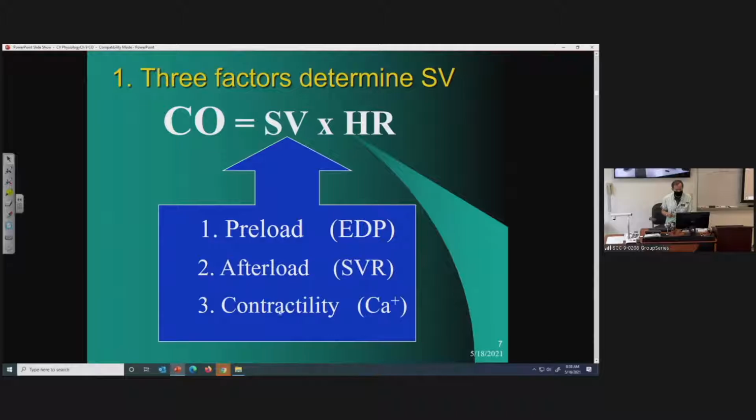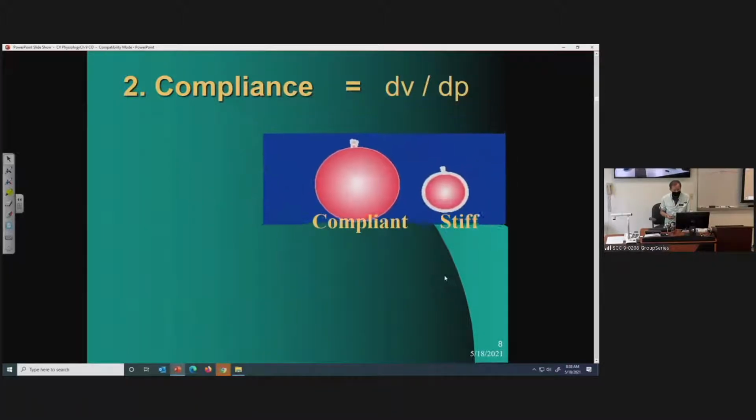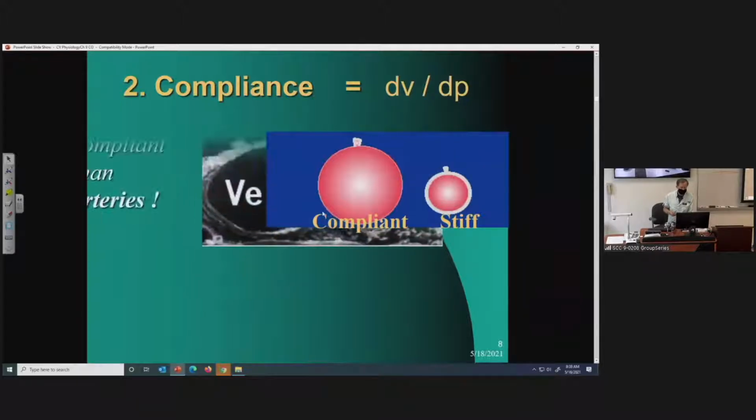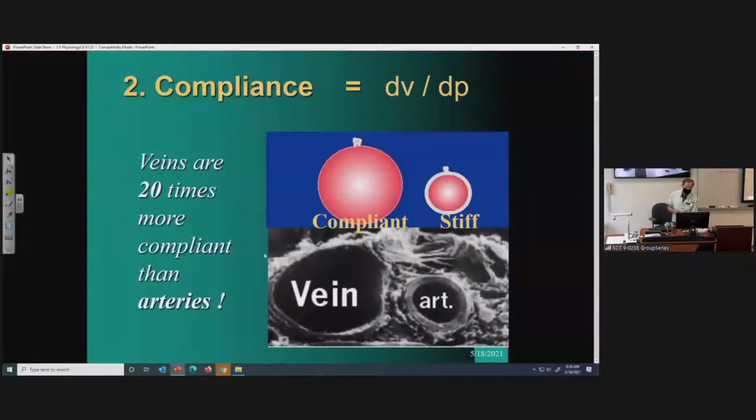And then the contractility, which is the force of contraction, which we can manipulate with inotropic drugs like digitalis or epinephrine, norepinephrine, dopamine, dobutamine. And compliance is just the stretchability. Arteries are not as compliant. Veins are very compliant. In fact, they're 20 times more compliant.